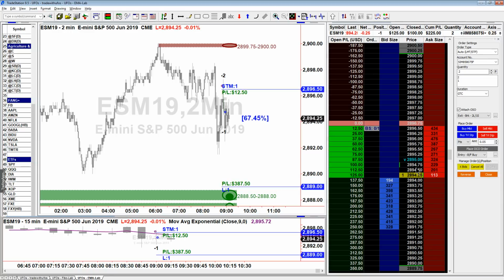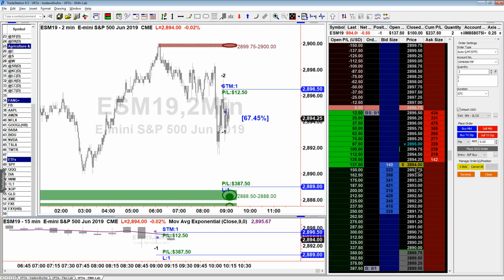Okay, and if you don't, you'll make 200, and if you do, you'll make 487.5, which is kind of like a 3-to-1 out of the risk we took in this trade at the beginning.